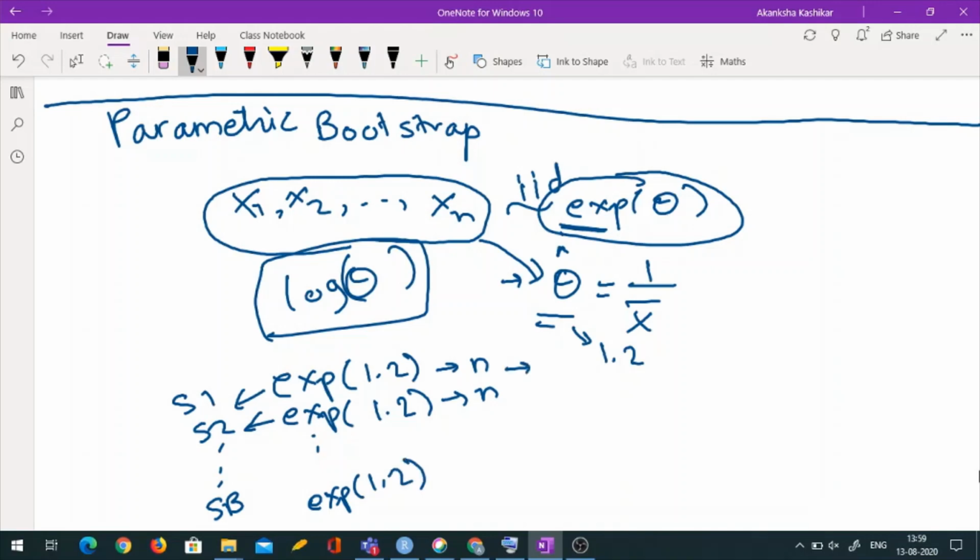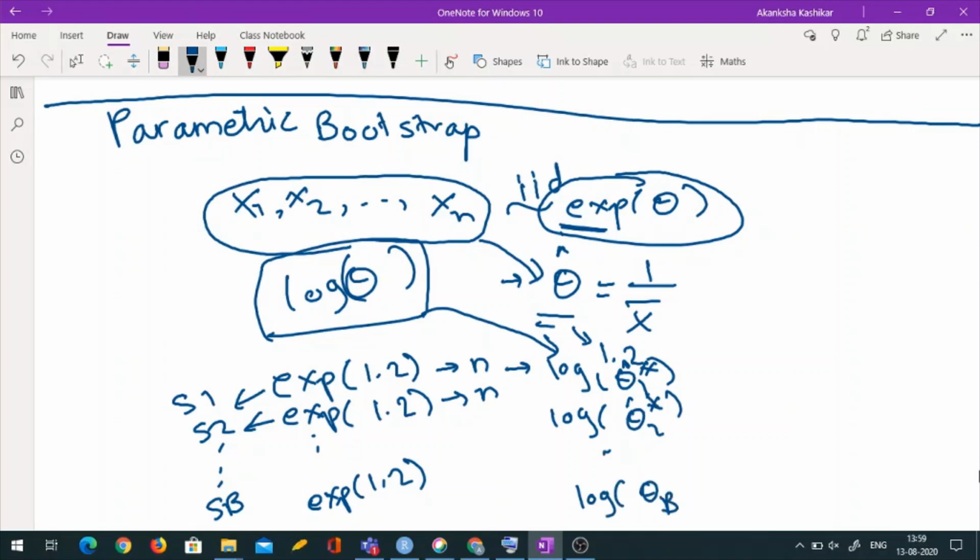Now from each of these samples I can estimate log of theta hat: log of theta 1 hat star, log of theta 2 hat star, and so on, up to log of theta B hat star. Once I have estimated these, this is what I want. Then I can follow the rest of the procedure as in non-parametric bootstrap.